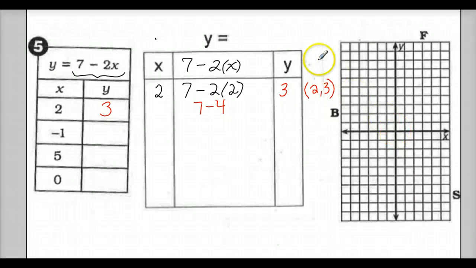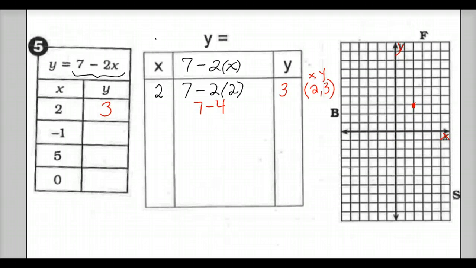So we're going to go to our graph, and remember this goes x, y, and here we have our x-axis, and here we have our y-axis. So this tells us basically we go over 2 and up 3 from our origin, right? So we go over 1, 2, and up 1, 2, 3, and we put a little dot there.